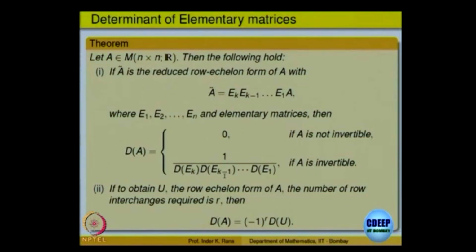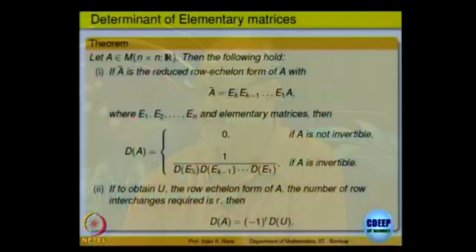Clear? That is just from the form of reduced row echelon form. It is a product of elementary matrices into A. Take determinant on both sides, and use the property that the determinant of an elementary matrix multiplied to a matrix is equal to the determinant of the elementary matrix multiplied by the determinant of the matrix. The product property is true when one of the factors is an elementary matrix. So, using that we get this.